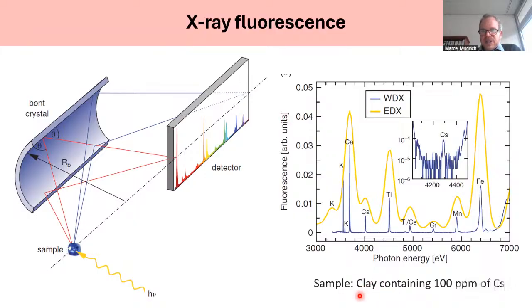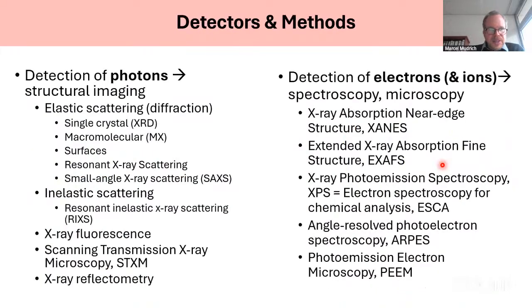This was a clay sample that contained a very small amount of cesium, and then in the fluorescence emission spectrum, besides many other elements that were present in the sample, also a tiny fraction of cesium became visible as this characteristic line of the cesium ion. But so this is fluorescence.